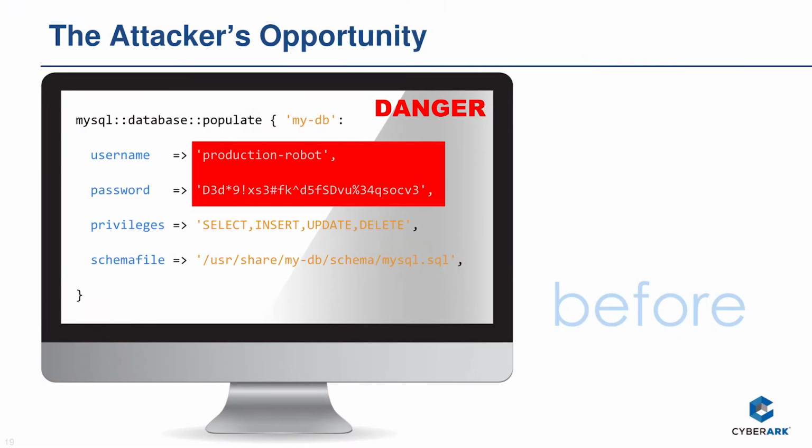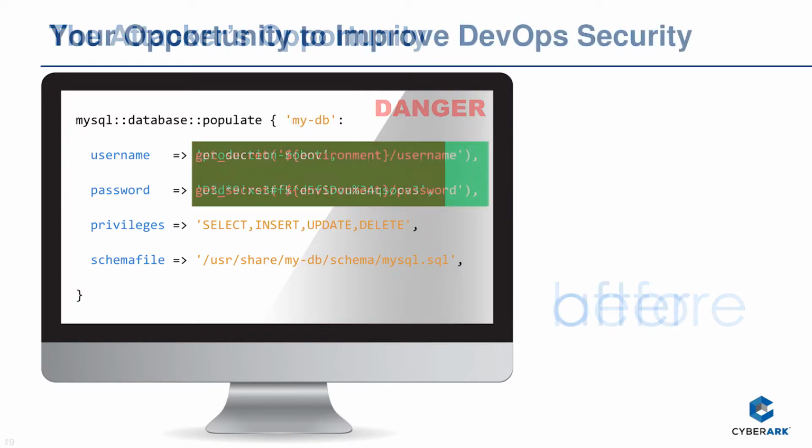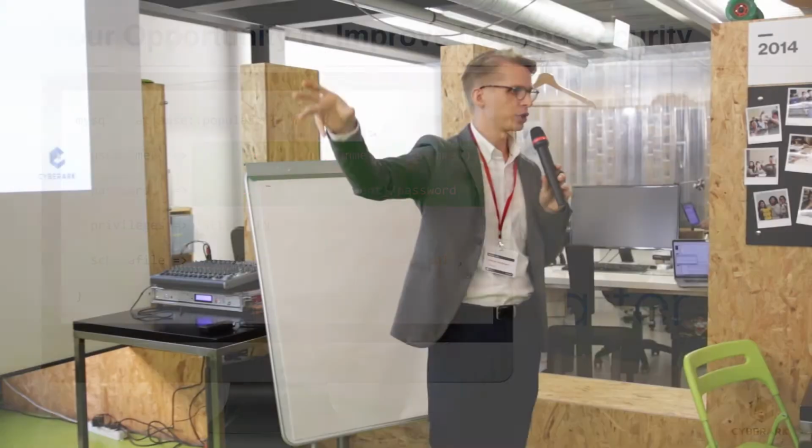So the way that we look to resolve this is how the attackers see our code. This is from Puppet, an example. We can see username and password in the code. We can resolve it by using an API call. We can call this through our REST API. We can get the secret from our credential vault.